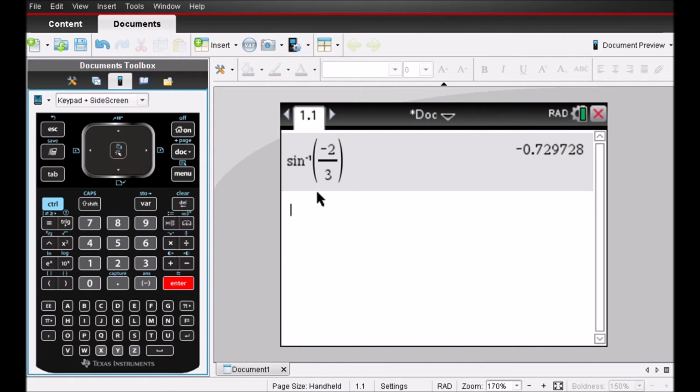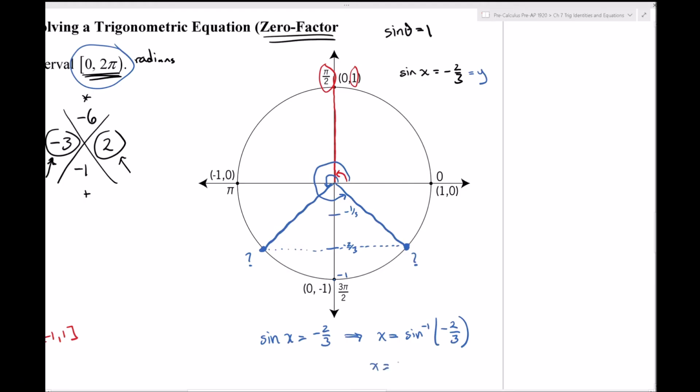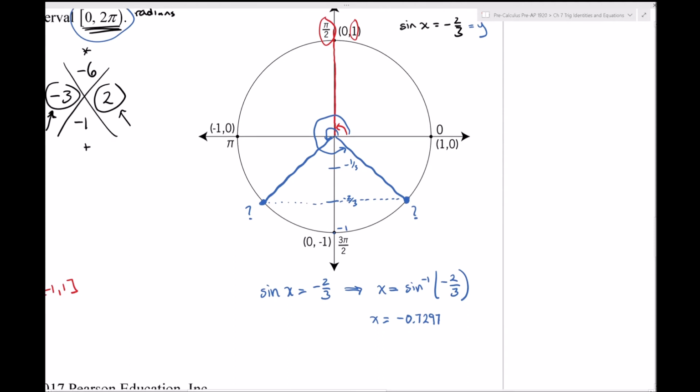And there's negative 0.72972 something something something. And that's what we'll go ahead and write down in the paper. X equals negative 0.72972 something something something. So this keeps on going. That's a random pattern. That's because it's an irrational number. So that's what the calculator gave me.